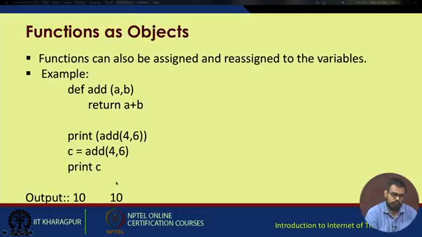So it's pretty straightforward. Now functions as objects. Whenever you're using these functions, these can be assigned and reassigned to various variables. For example, you write a function for addition, you can directly do the operation at the return statement itself. Now you print add 46, and again you assign add 46 to C and then print C. So for both the output will be 10, right?